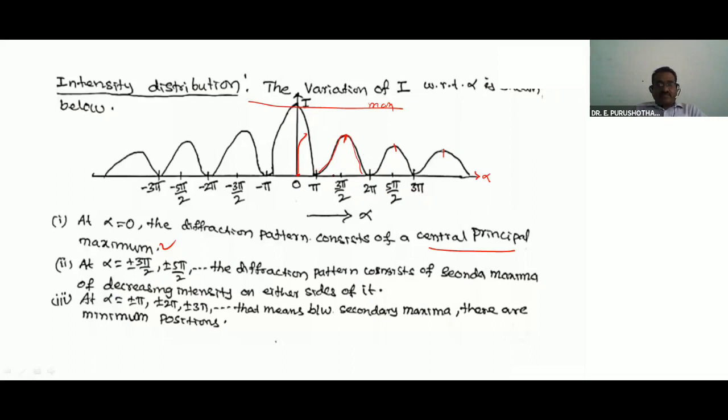Third point, at alpha is equal to plus or minus pi, 2 pi, at pi I is equal to 0, at 2 pi I is equal to 0. So this is minimum intensity. It means between the secondary maxima, there are minimum positions.